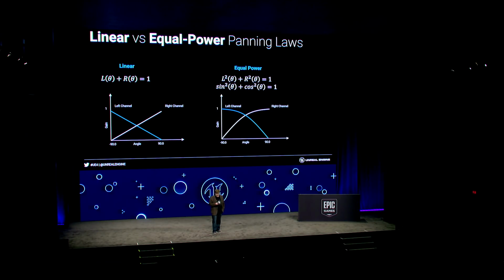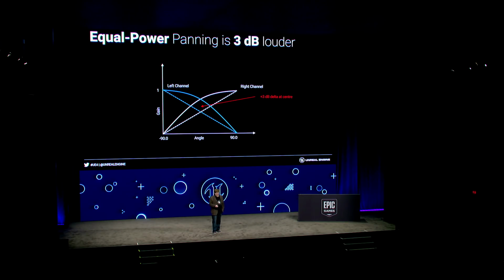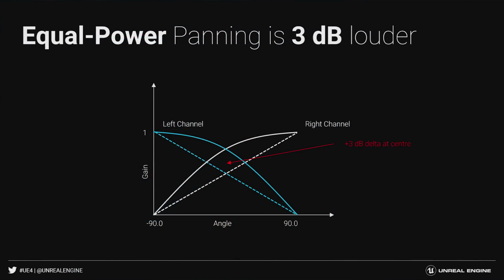The problem here, as you might guess, is that there's a little bit of a volume difference. So for a 3D sound panned to the center, it's fundamentally going to be 3 dB louder than linear panning. So if you're doing equal power panning, you'll get a little bit of a volume boost. And that's exactly what we measured. Flipping it to linear fixed the issue.